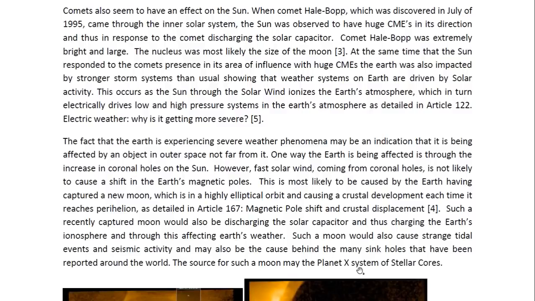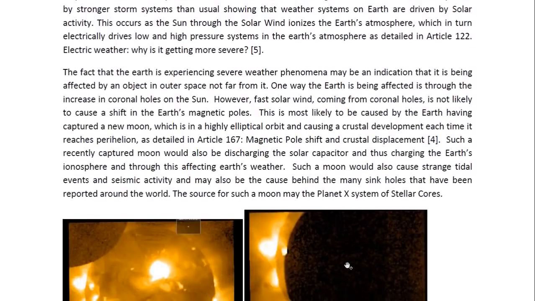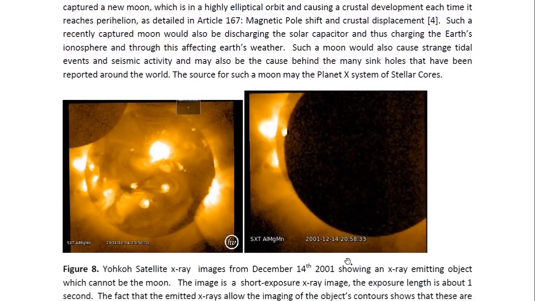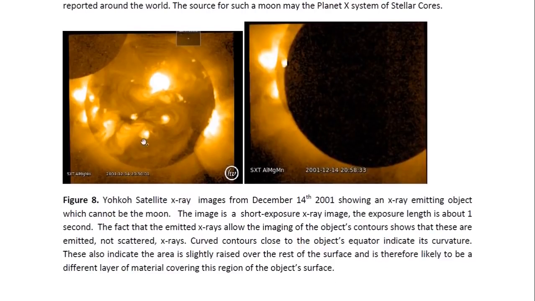The most likely source for such a moon is, of course, the Planet X system or stellar cores. And we see evidence of these objects in these images from the Yohkoh satellite, a Japanese satellite, from December 14th, 2001, which shows that these objects have been here for a long time. I have determined they may possibly have started coming in about 160 years ago.